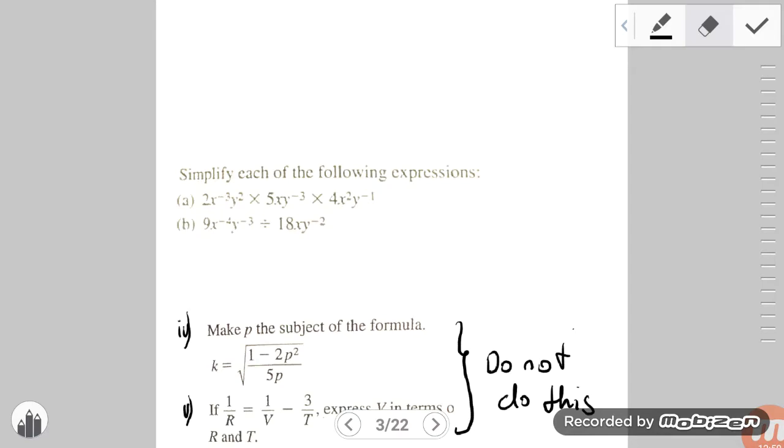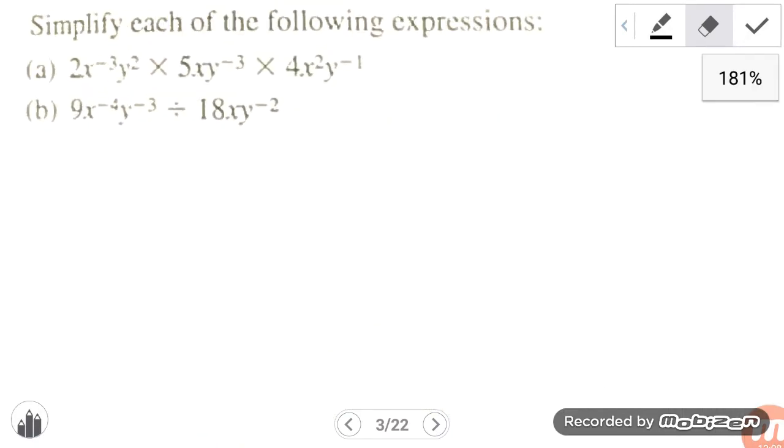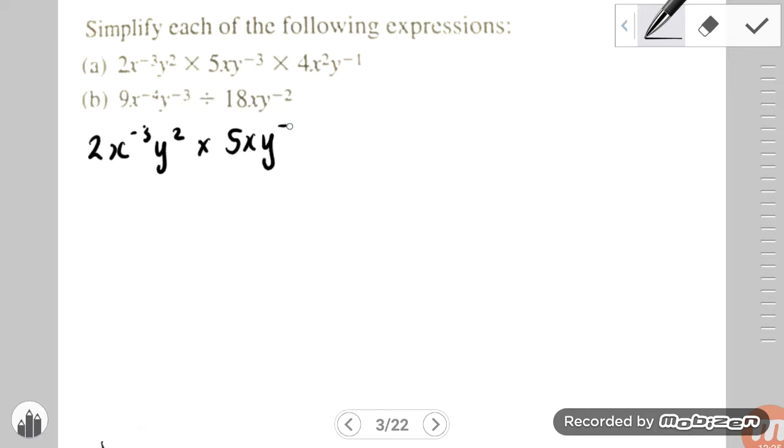Now we're going to move on to the multiplication and the division aspect of simplifying algebraic fractions, algebraic expressions. So here we go. So this is 2x to the minus 3 y squared multiplied by 5x y to the minus 3 multiplied by 4x squared y to the minus 1. So recommendation, take out the coefficients, put them in a bracket by themselves. So 2 multiplied by 5 multiplied by 4.